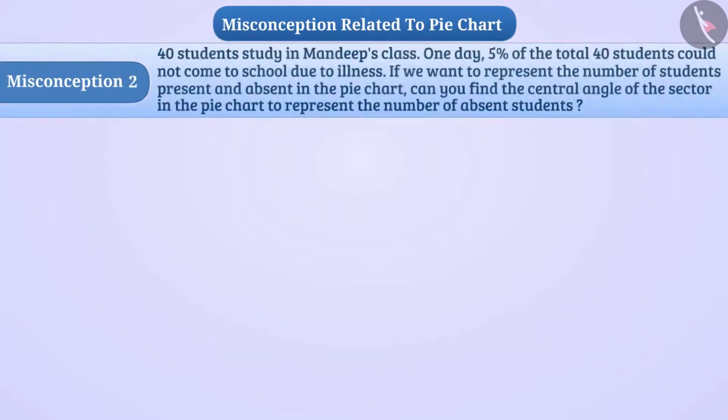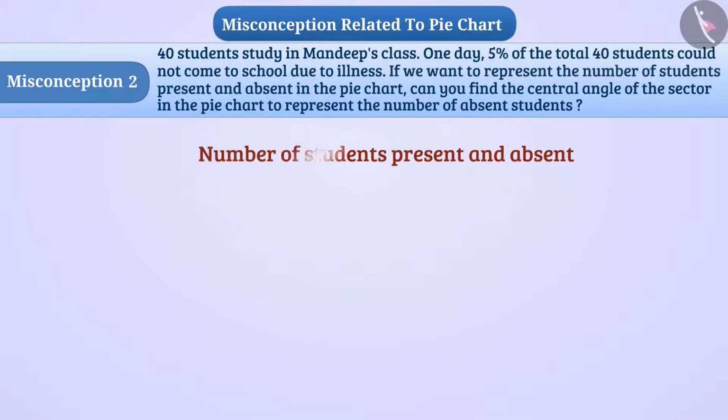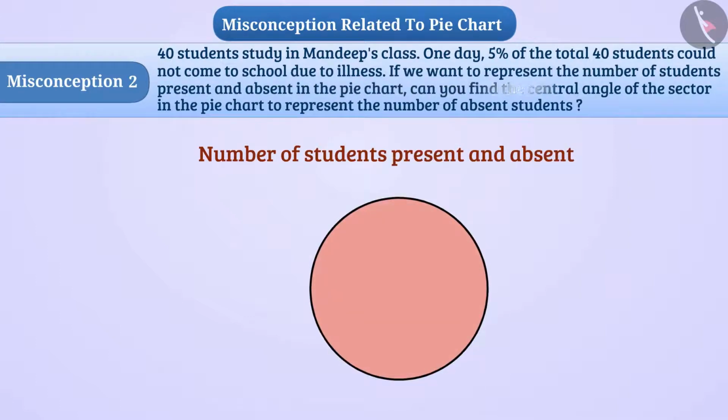Misconception 2. 40 students study in Mandeep's class. One day, 5% of total 40 students could not come to school due to illness. If we want to represent the number of students present and absent in the pie chart, can you find the central angle of the sector in the pie chart to represent the number of absent students?